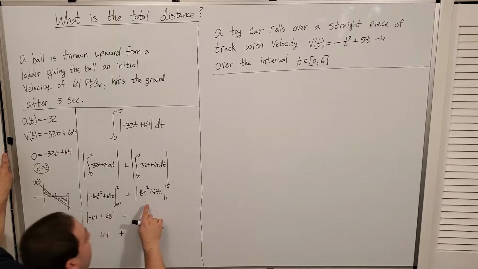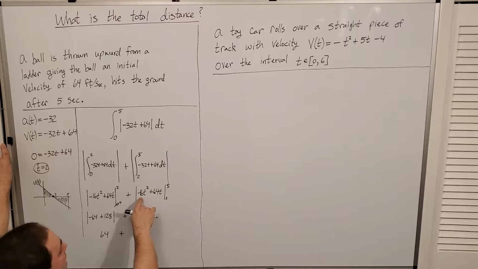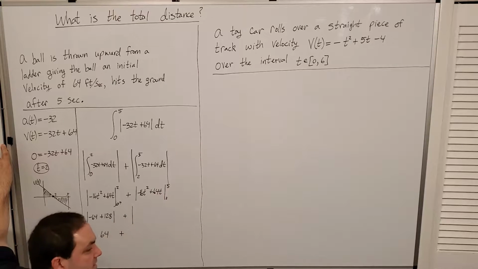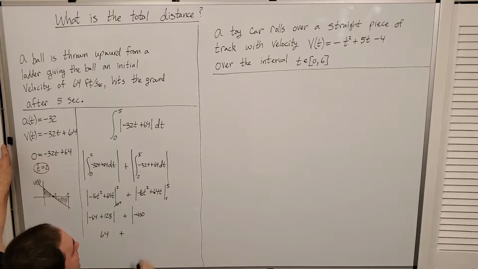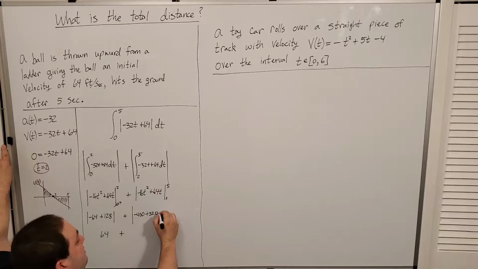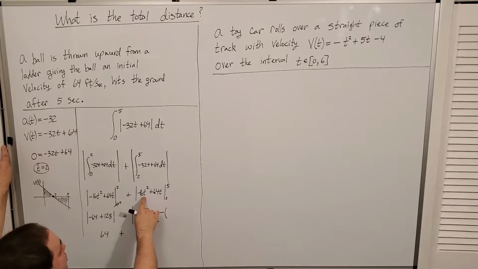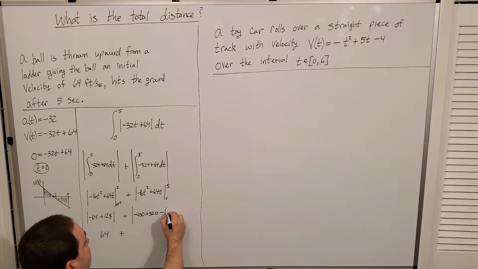Next, 5 squared, 25, right, times negative 16. 25 times 16 is 100 times 4, so that's negative 400. And then 64 times 5 is going to be plus 320. And now minus, right, because it's top minus bottom. If I plug in the 2, I'm going to get the same thing that I got over here, right? That was a negative 64 plus 128.